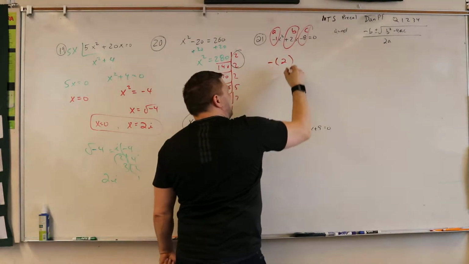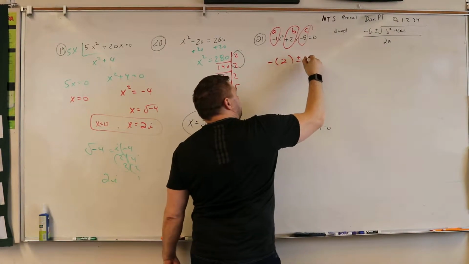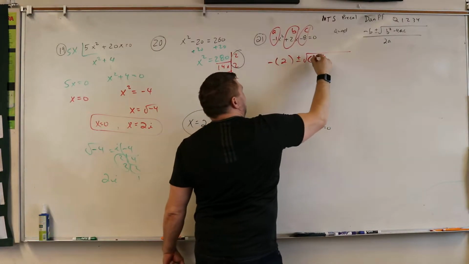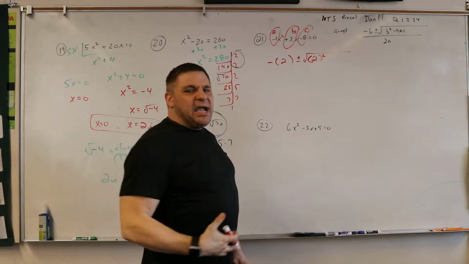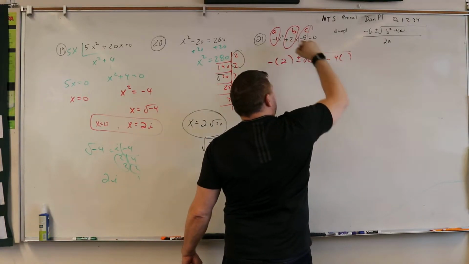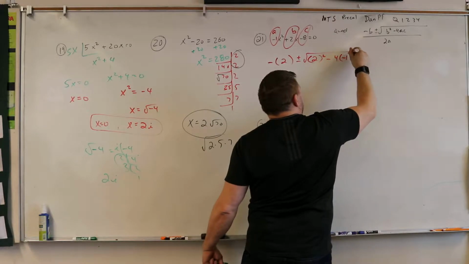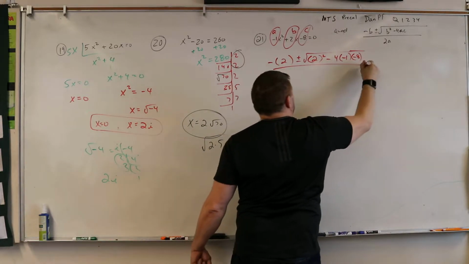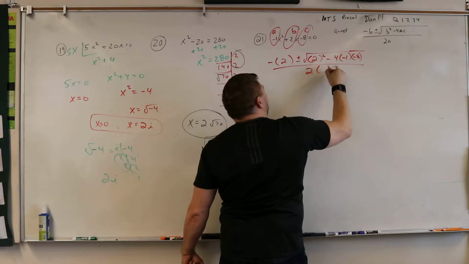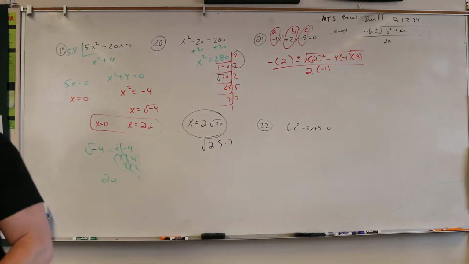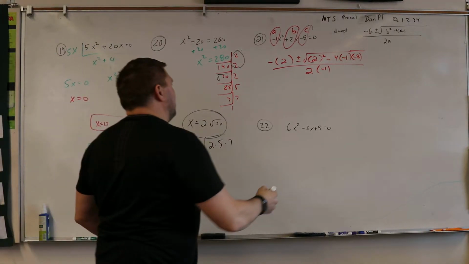B is 2. Plus or minus the square root of b squared. Well, what's b? Oh, it's 2. Minus 4a. A is negative 1. C. What's c? Negative 8. All over 2a. What's a? Negative 1. Okay? And then I do my work.